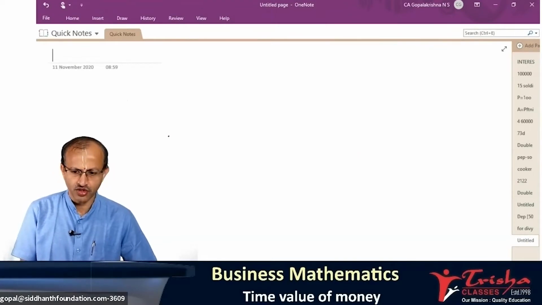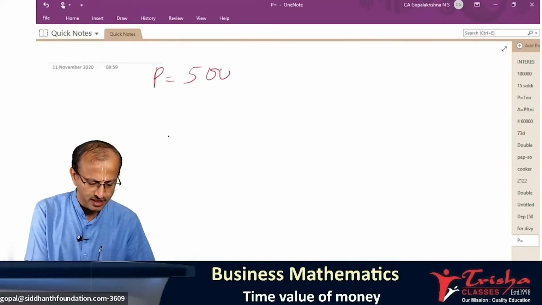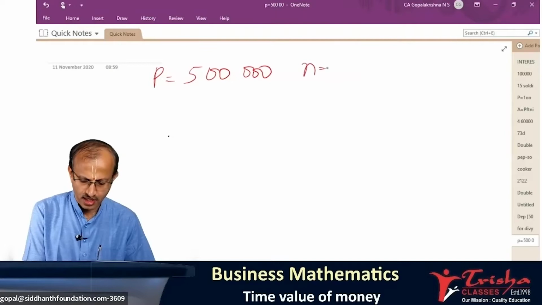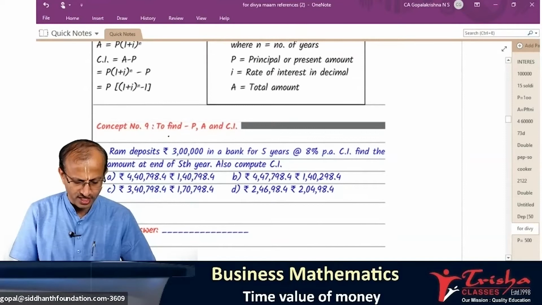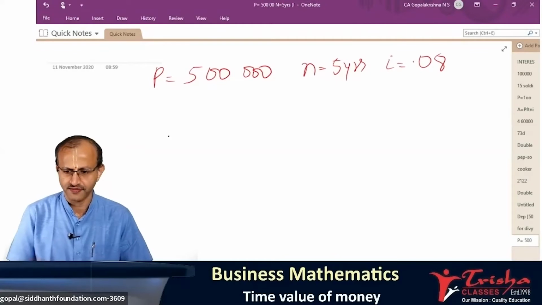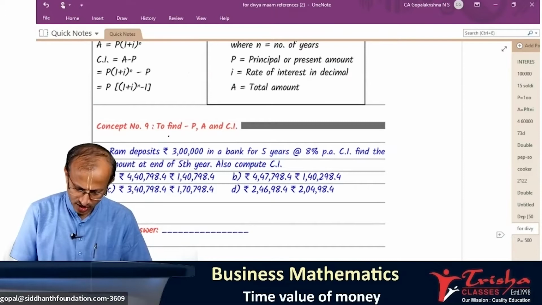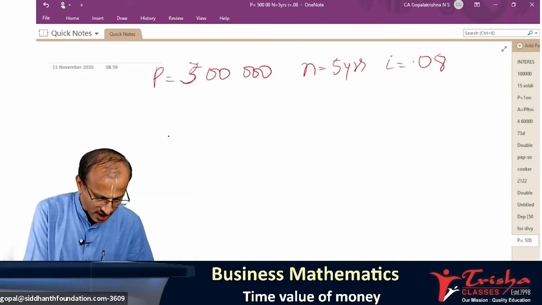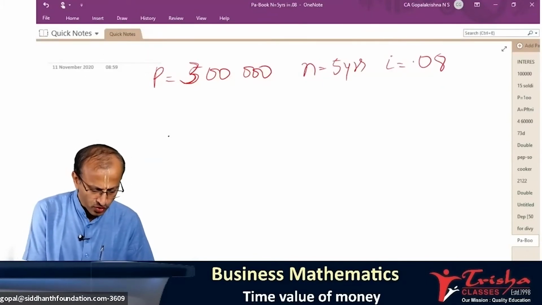Right. So what all we have? What is given? P is equal to 5 lakh. N is equal to 5 years. Interest rate is 0.08. I is equal to 0.08. Okay, super. Oh, it's 3 lakh. Okay, right. Take it as 3 lakh.